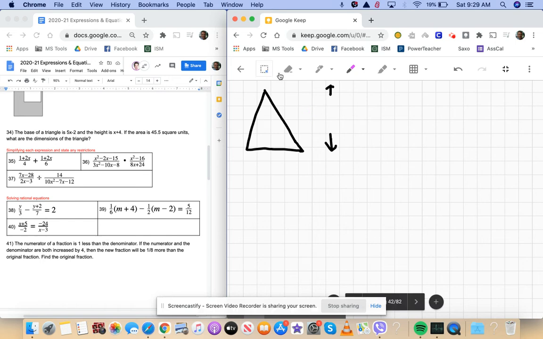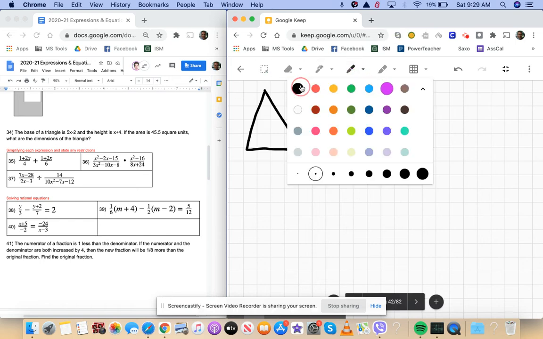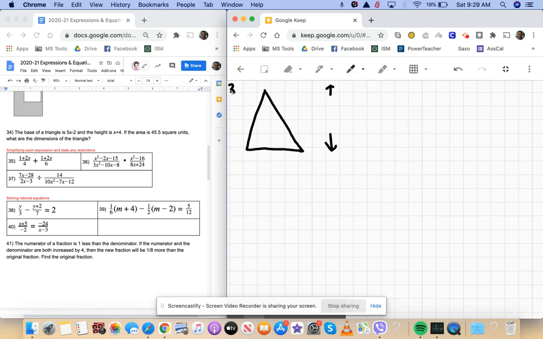All right, so this is, let me pencil that in there. This is number 34. Okay, so this is 34. Oops. So what I was looking at, it's a triangle. It says that the base of the triangle is 5x minus 2, and the height is x plus 4.